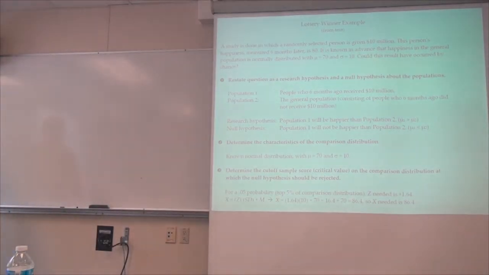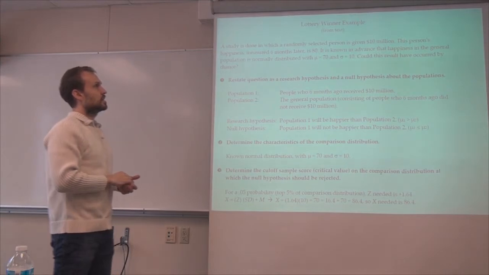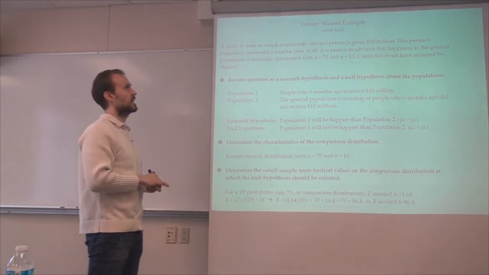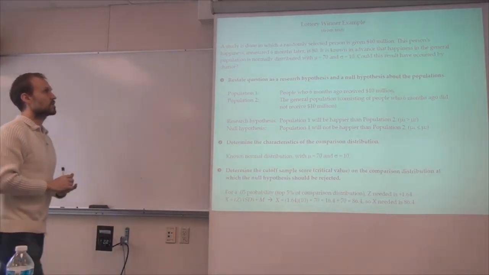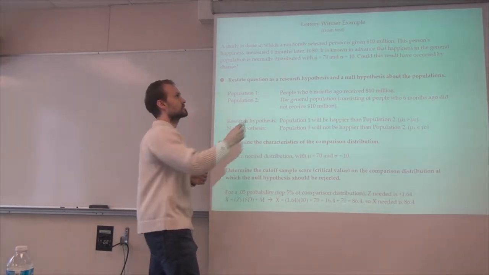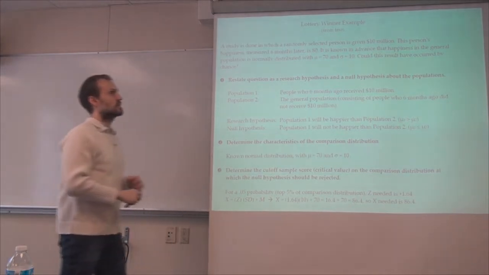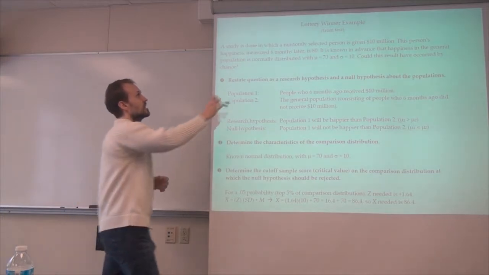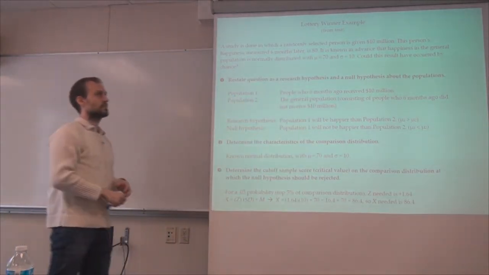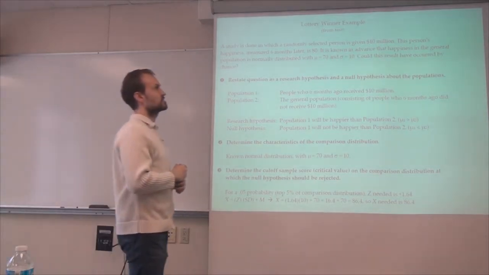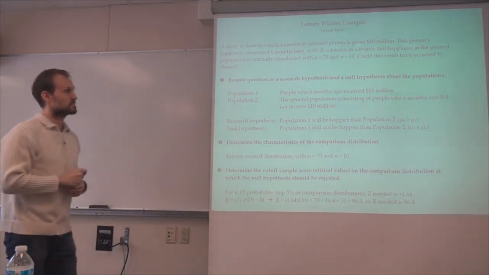Lottery example. A study is done in which a randomly selected person is given $10 million. This person's happiness, measured 6 months later, is 80. We know in advance that the happiness scores of people in the whole population have a normal distribution with a mean of 70 and a standard deviation of 10. Could this happiness of 80 have occurred by chance? Or is there evidence to suspect that it's because of the $10 million?